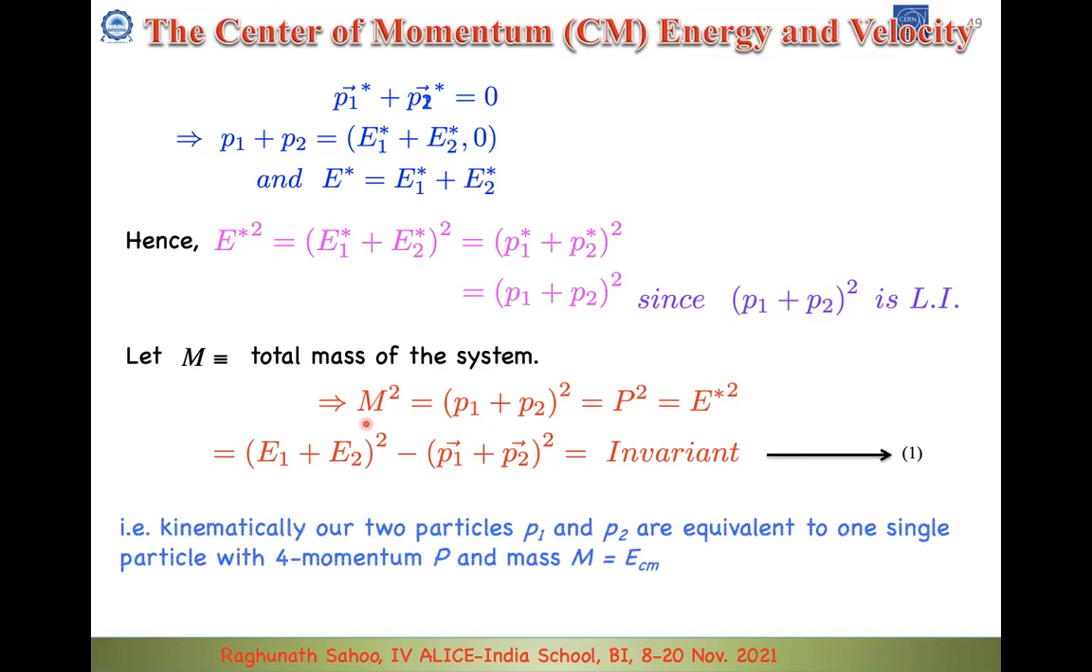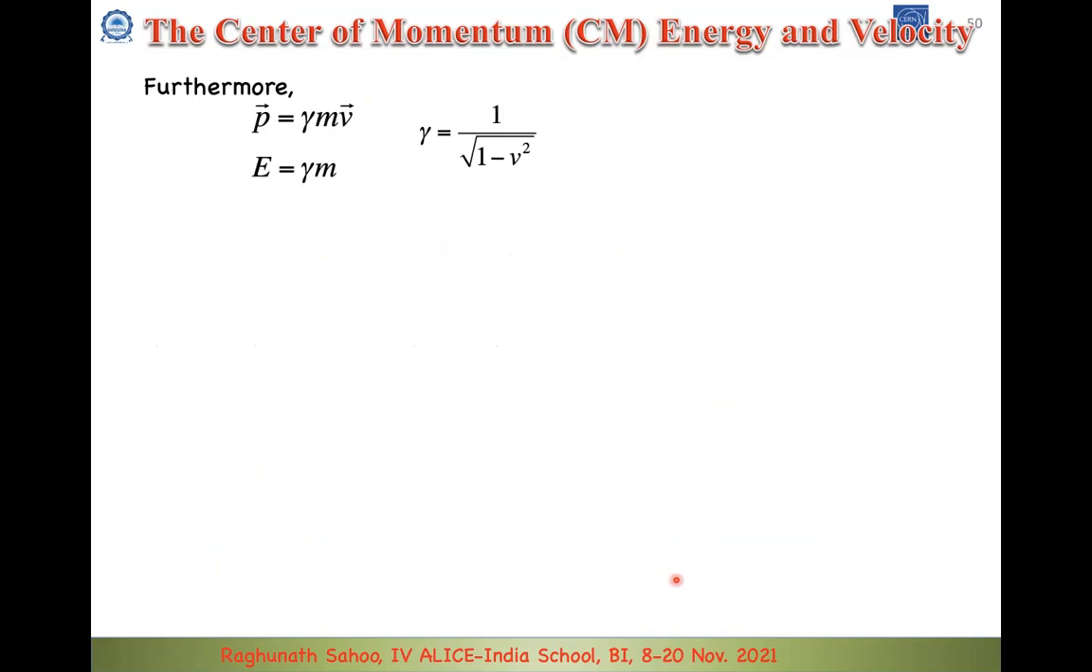So if I now translate the two particle system to a single particle center of mass, kinematically our two particles P1 and P2 are equivalent to one single particle with 4-momentum capital P and the mass capital M, which is equivalent to the E center of mass. That is what mathematically I am getting. So a little more mathematics, but you see, mathematics is a language of physics, we should enjoy it, and no big field theoretic calculations. So I think everybody should perceive what we are talking about.